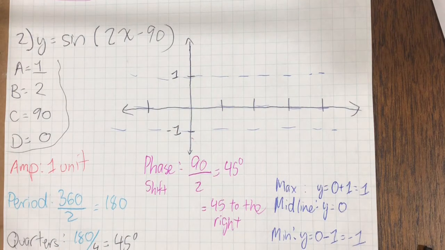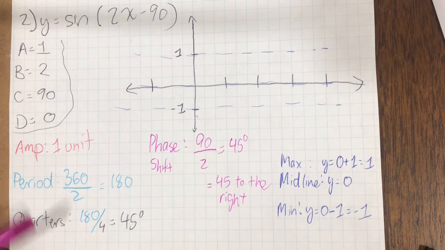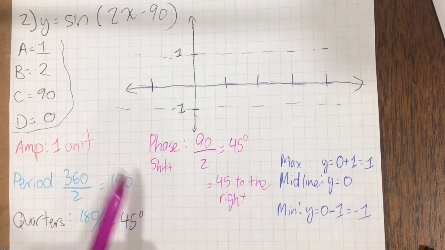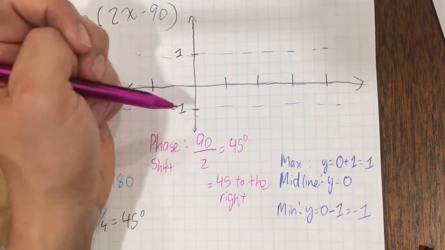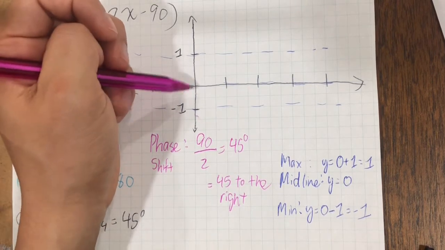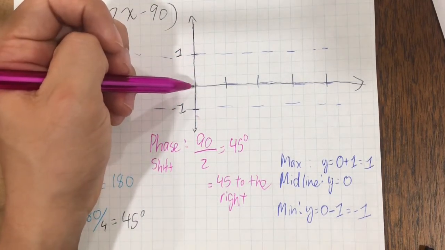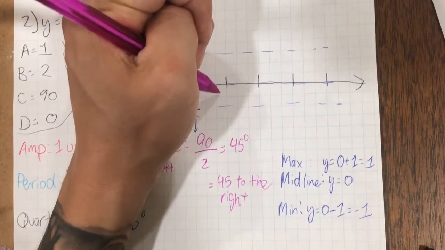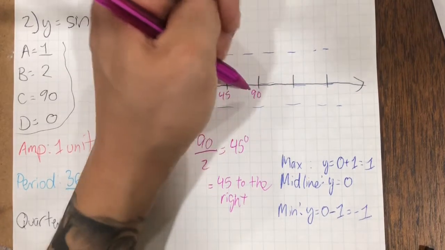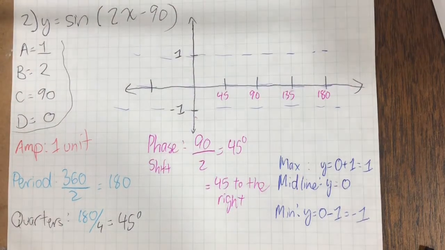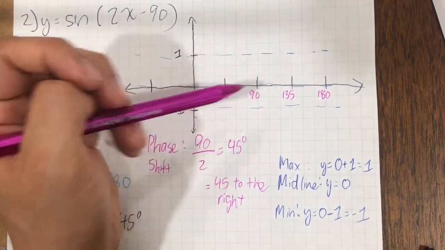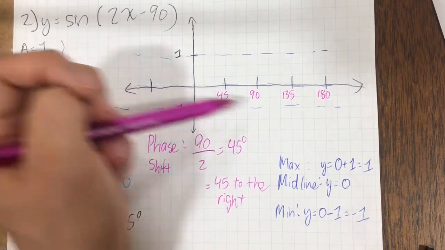for the x values. If you recall, when calculating the quarters, we're going by 45. But then we also have a phase shift of 45 to the right. So originally, I would start at 0. To get from one x value to the next, I will go from 0 to 45, then 45 to 90, then 90 to 135, and then 135 to 180. And then each x value is going to be shifted 45 units to the right.